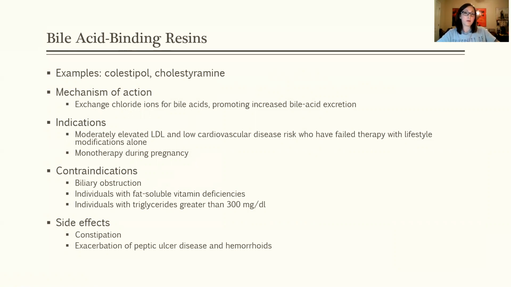Another important thing to know about bile acid binding resins is that if they are given with anticoagulants such as warfarin, patients need to be educated on how to take them, because you cannot take them together. You should be taking the anticoagulants at least 1 hour before or 4 hours after taking this class of medications.